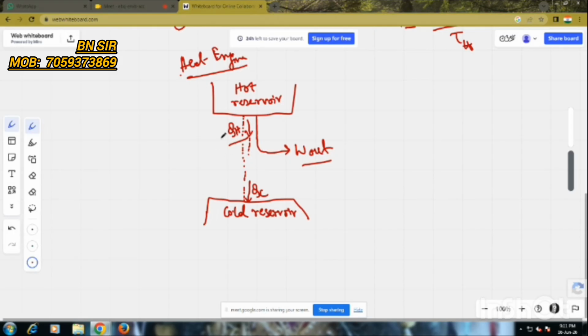So if we put a heat engine between this hot reservoir and cold reservoir, we can easily evaluate the working efficiency, or how much work is generated during the transformation of QH to QC.